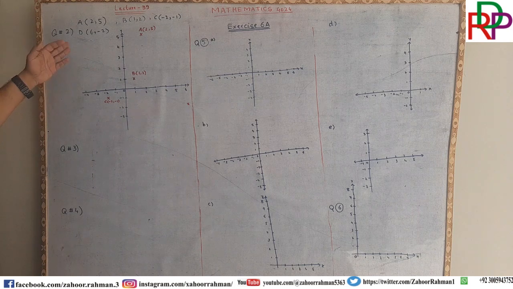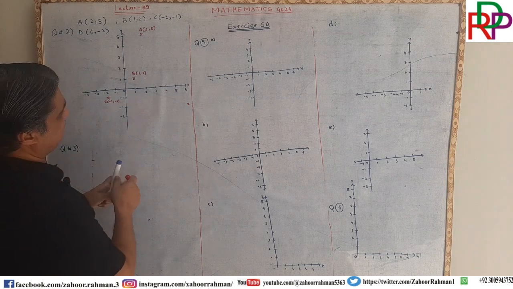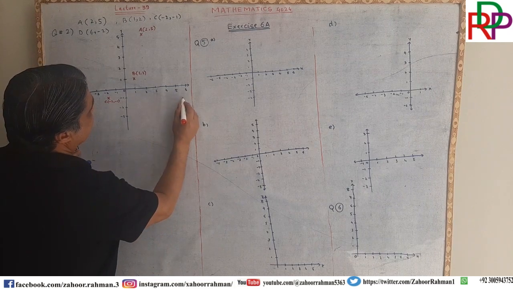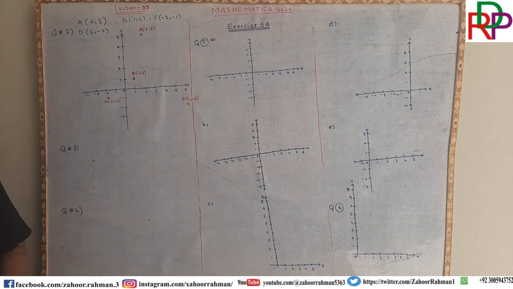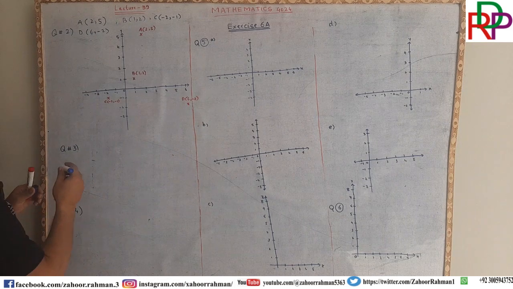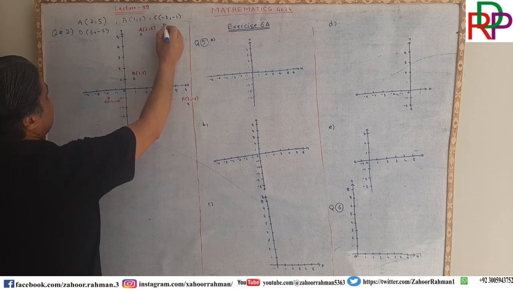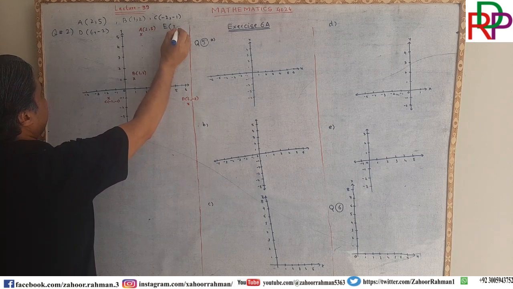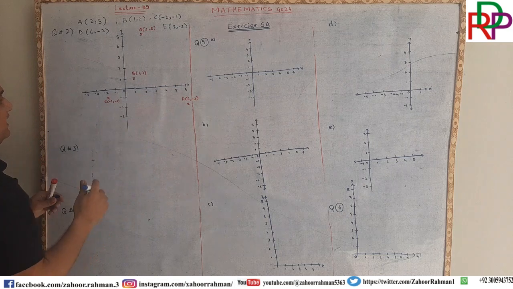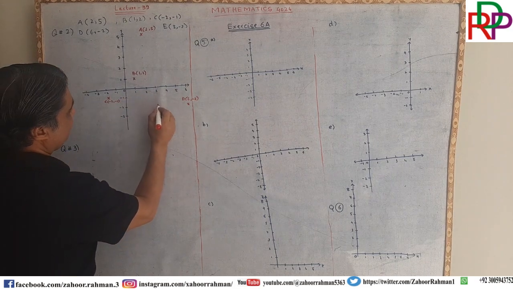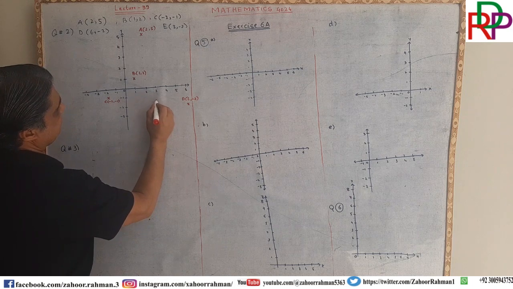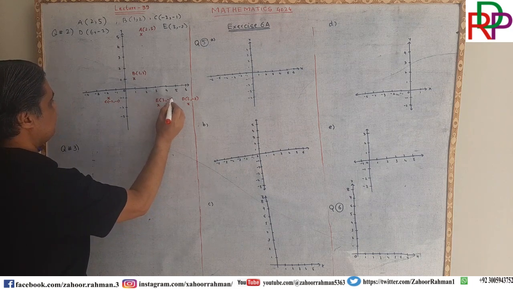Okay, the next one is D, and that is (6, -2). E is also given as (3, -2). It will also be in this quadrant. 3 and -2 will be somewhere here, and that is E (3, -2).